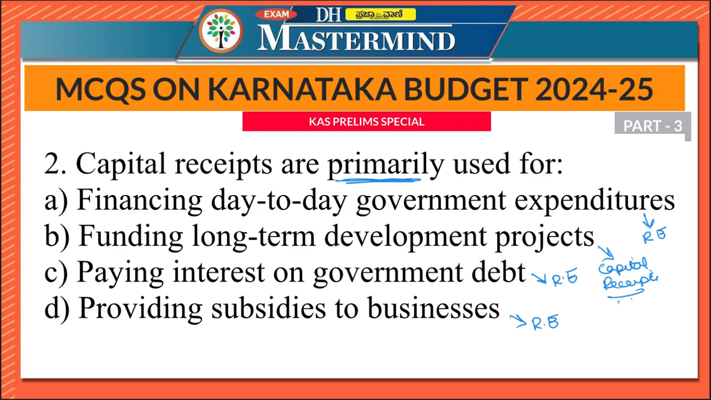So you should not get confused that it will be used only for this. It is primarily used. It is earmarked for this. But in case of any shortfall, even the other receipts could be used to fund long-term development projects, or they could be used to finance day-to-day government expenditures as well. But capital receipts are primarily earmarked for funding long-term development projects, etc.